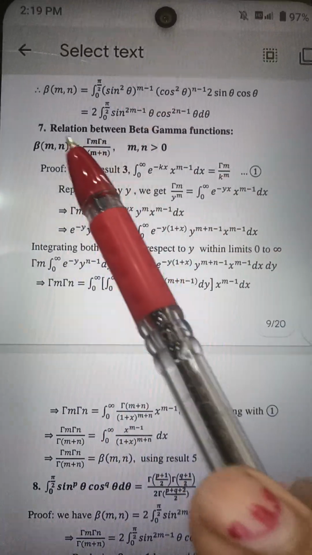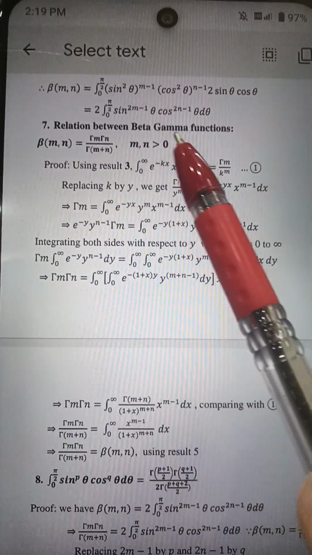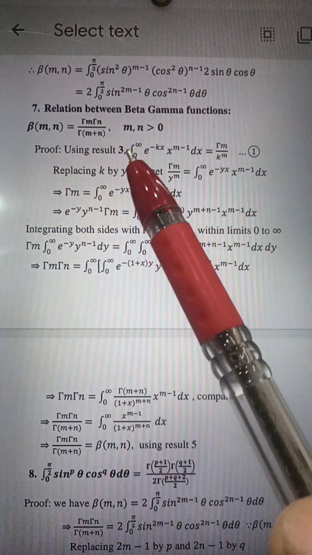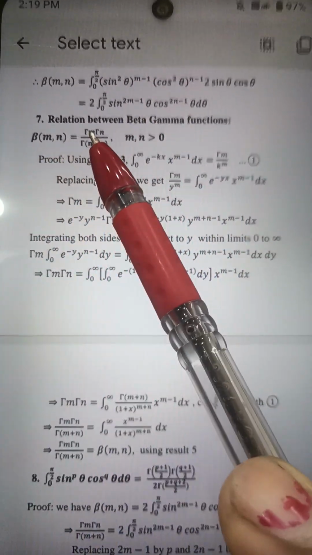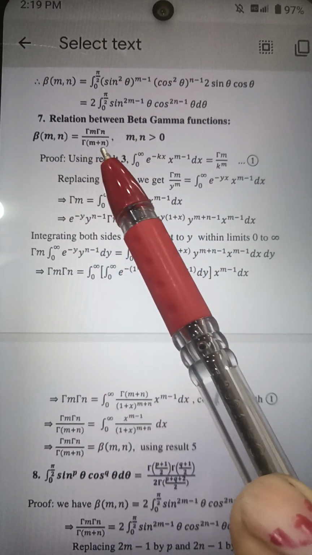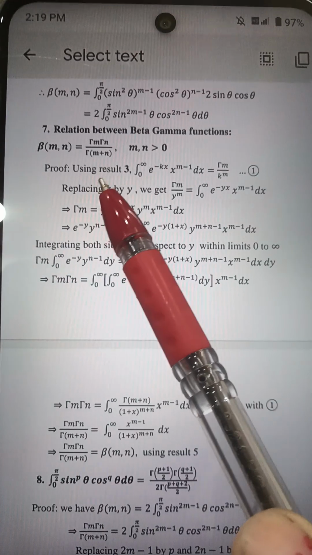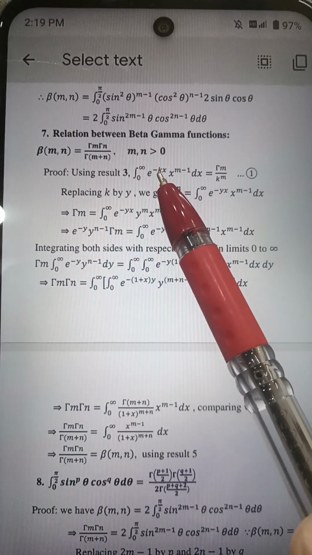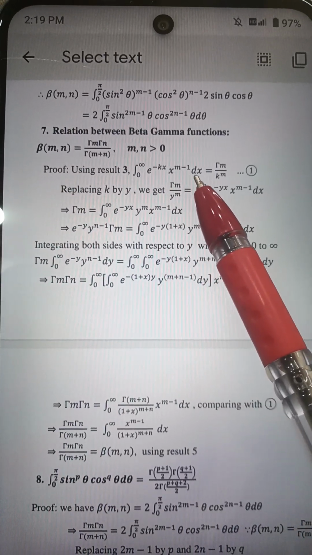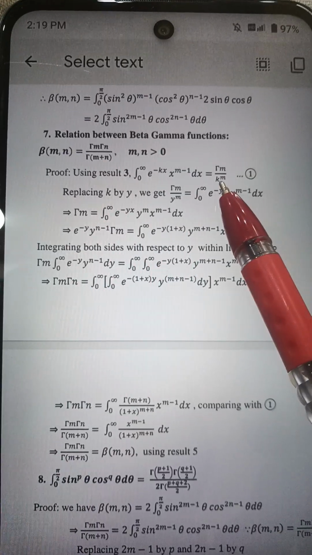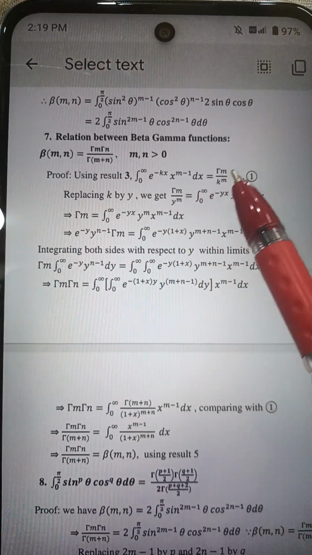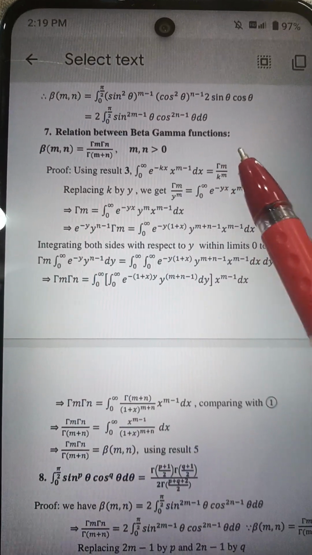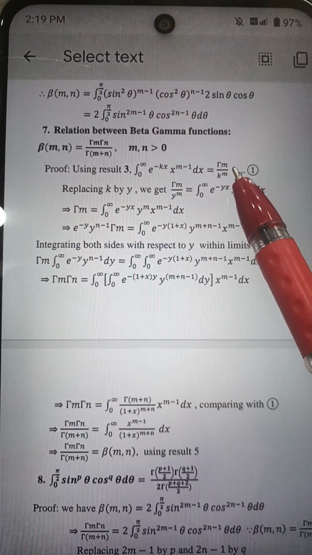Okay, now the 7th result: relation between beta function and gamma function. This is very important. Beta(m,n) equals factorial m factorial n upon factorial m plus n, where m, n are greater than 0. We are using the third result: integral from 0 to infinity of e^(-kx) x^(m-1) dx equals factorial m upon k^m. If you have any doubt how we got this result, you can see my previous video on gamma function. We have discussed this result in that video.